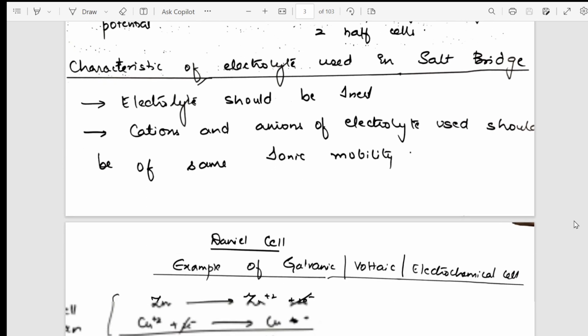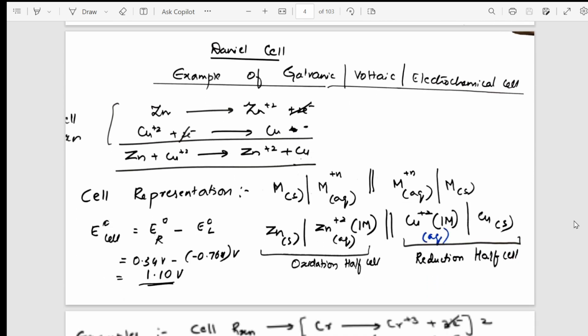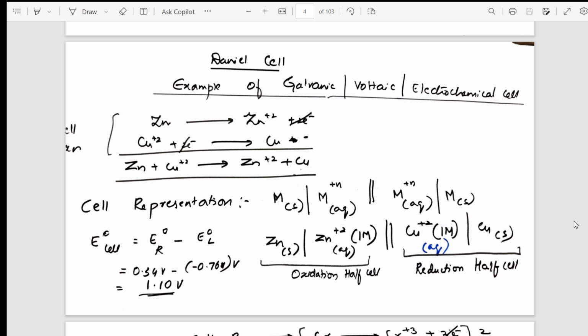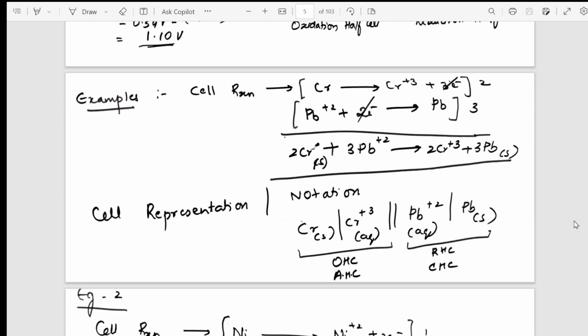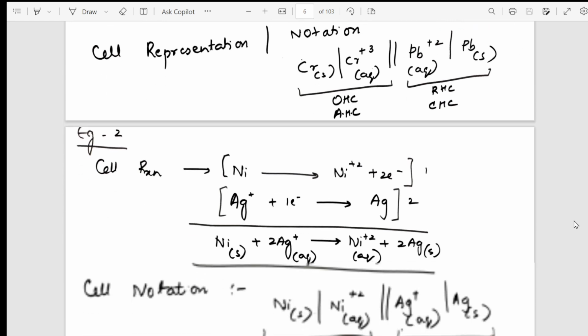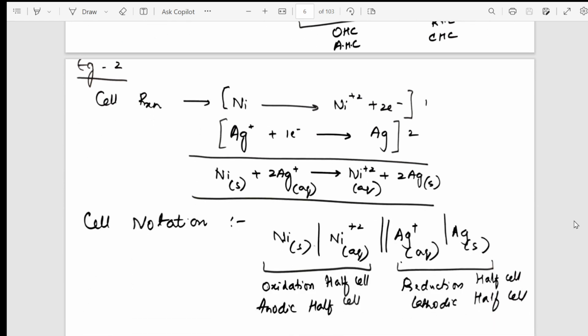From there, I have taken the Daniell cell reactions of zinc and copper electrode with the cell notation, calculation of E naught cell and everything. Further, I have taken more examples on this page with chromium and lead, and more examples with nickel and silver. This is how I give notes, students. So it's an overall understanding.